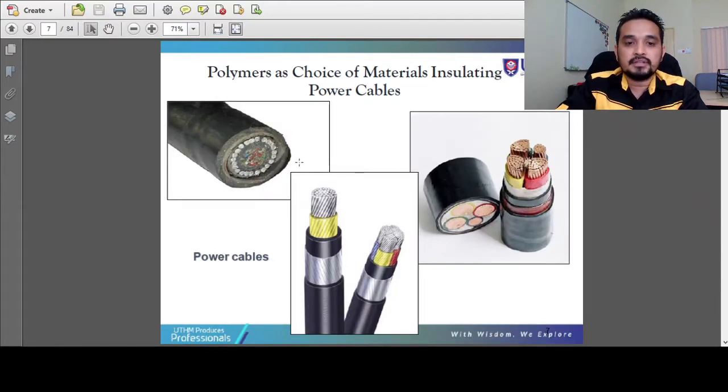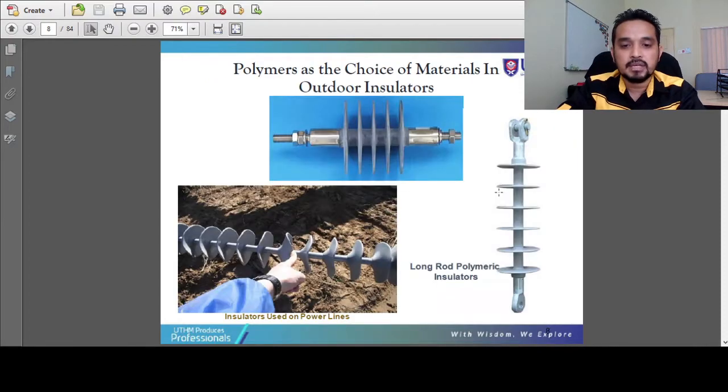Okay, so this is an example of the cable. We have the conductor, and we have the XLPE dielectric material, which is made of polymer to provide the insulation for this cable. And we have also this one, a power cable.